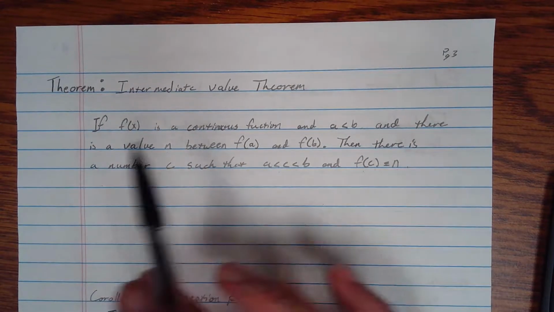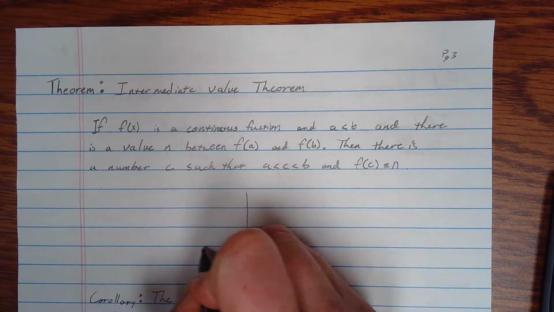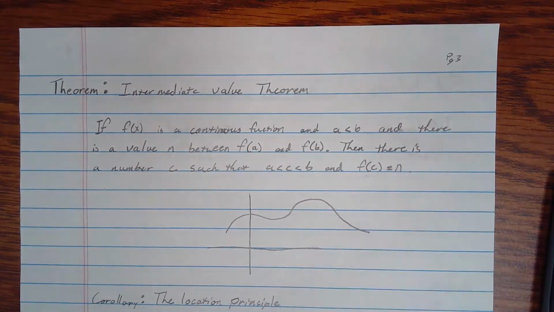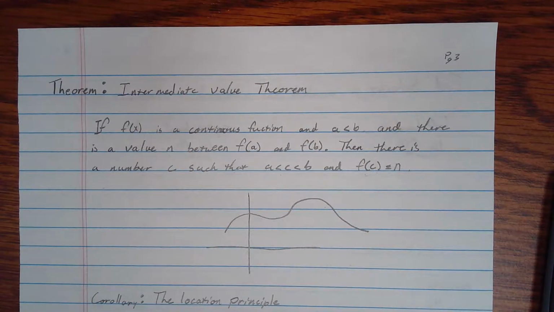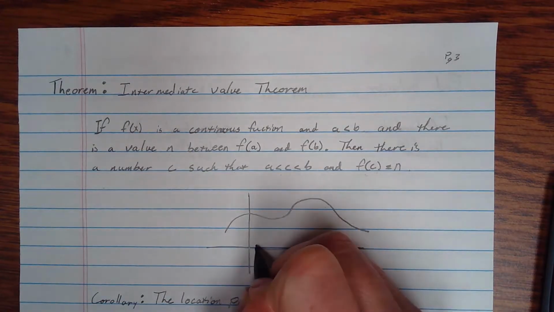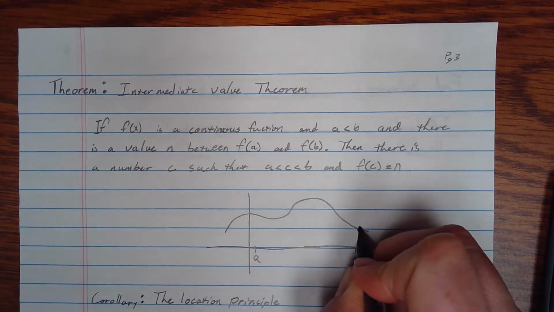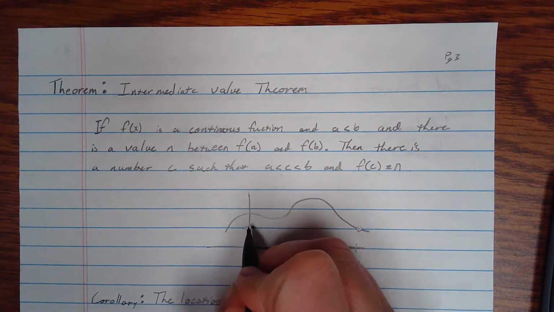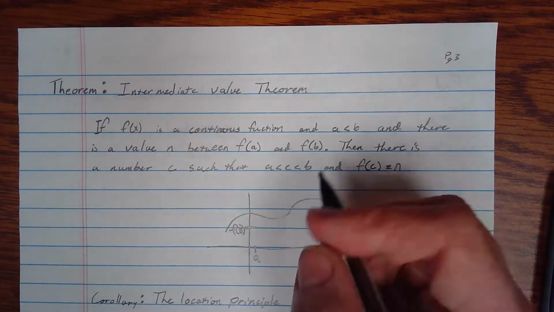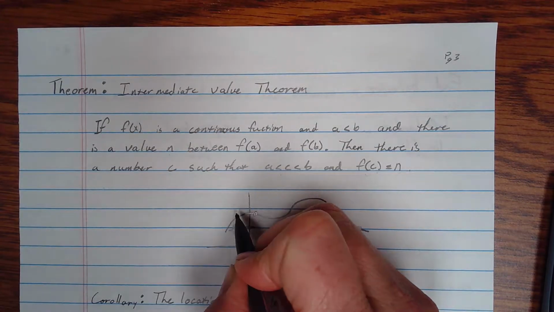So the easiest way to think about this is to draw a picture. I'm going to draw a crazy kind of continuous function here. Okay? I'm going to put a here and b here. So here's b, right here. This is f of b. And then here's a right here. Right here's f of a.